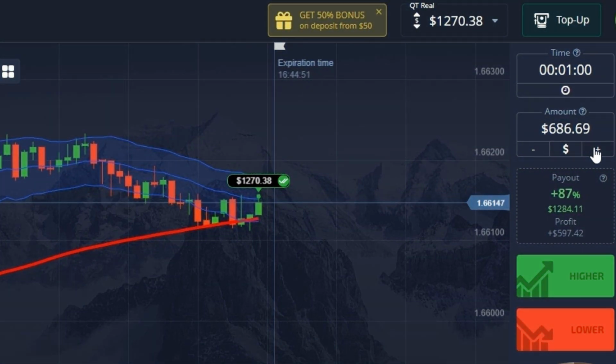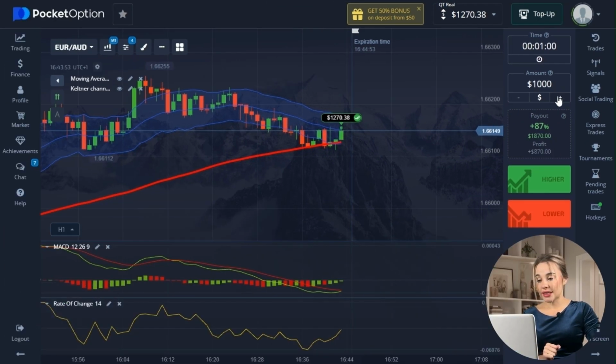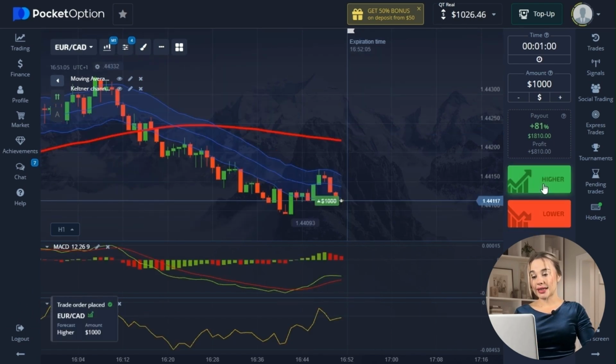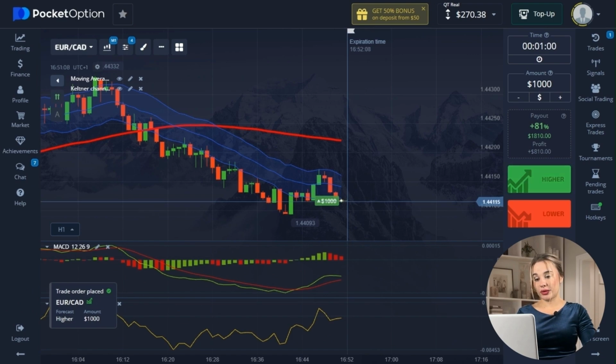There is $1,270 in the balance, and let's look for another opportunity. The Euro-Canadian dollar pair. Here I'll be trading for an increase.